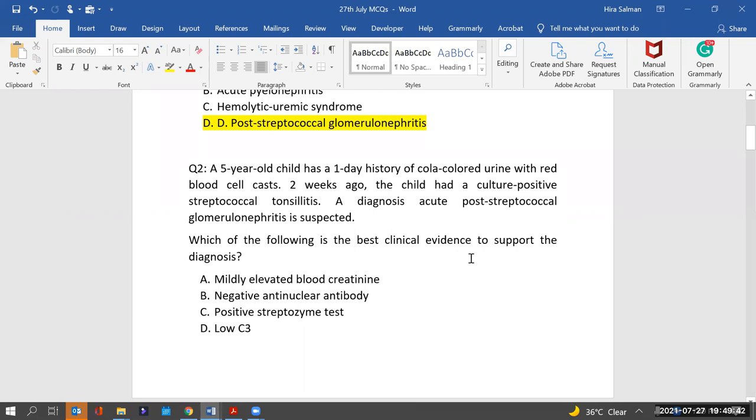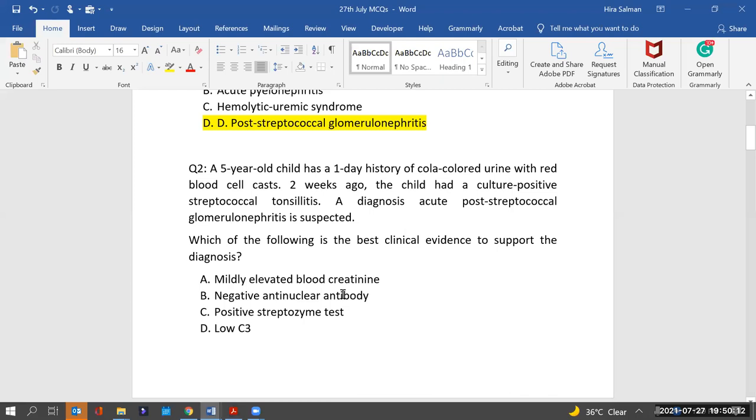Now, which of the following is the best clinical evidence to support the diagnosis? Now, what are you going to do in order to confirm your diagnosis? You have a provisional diagnosis in your mind that this child is a case of post-streptococcal. Now, what else can you do in order to confirm that, yes, this is post-streptococcal? So, we have two things especially. One, we can do the anti-DNase antibody titer or ASO titer, or second, we should know the complement level status, that should be low. So we will find something like that.